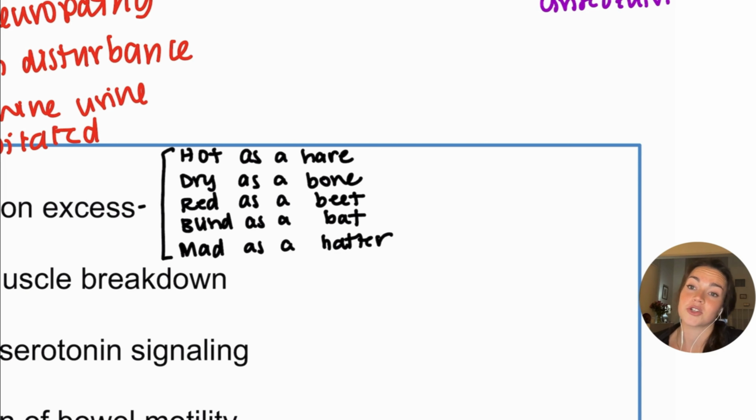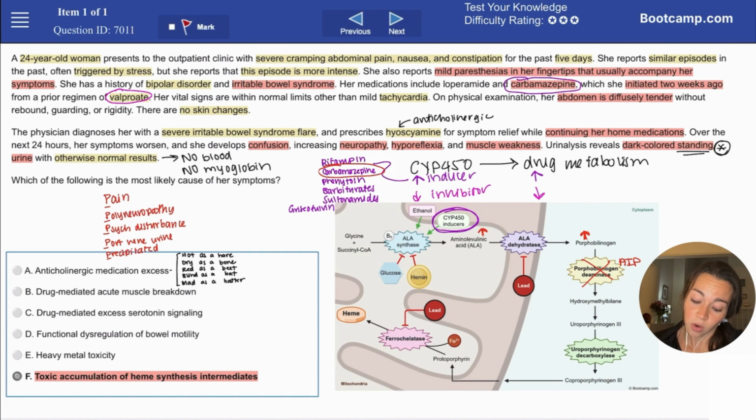But you'll notice these characteristic findings do not include dark urine, and they also don't include neuropathic symptoms like those paresthesias. So I don't think it's an anticholinergic overdose, and so I'm going to rule out this answer choice. And again, from the beginning, we were concerned that this wasn't just normal IBS because she had those paresthesias to start out with. So I'm less convinced that it was just this medication that we gave that caused the problem. I think this has been going on from the beginning.